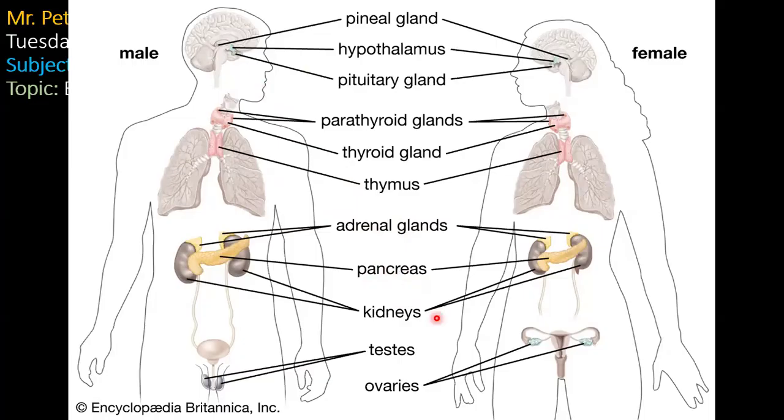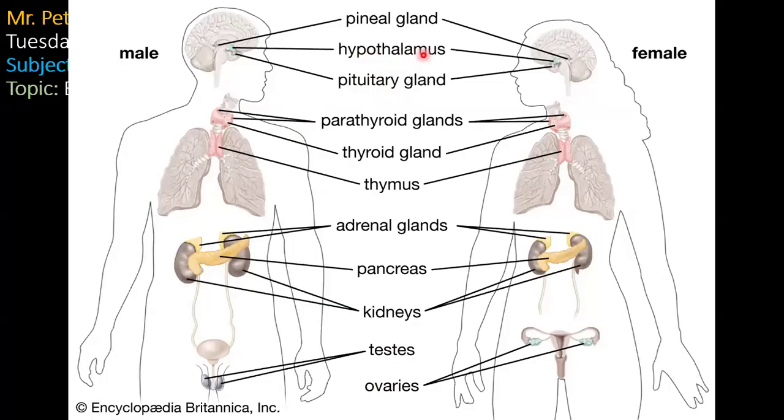We have the testes. What sort of hormone does the testes produce? Testosterone, very good. And the ovaries is going to be what? Estrogen, very good. And the hypothalamus, what sort of hormones does it give you?